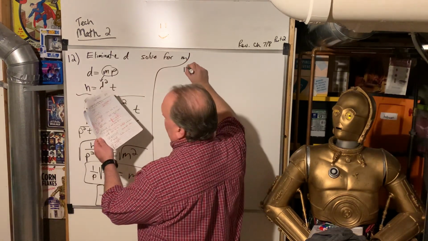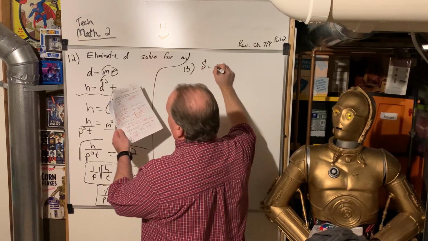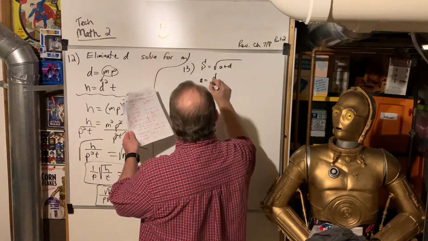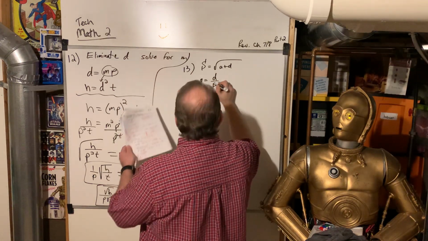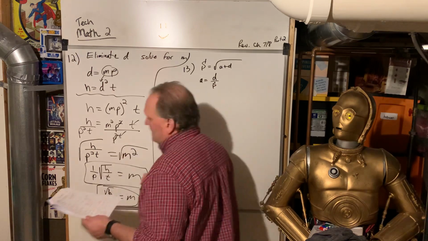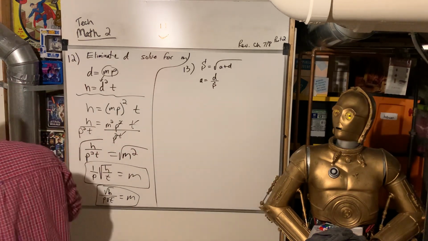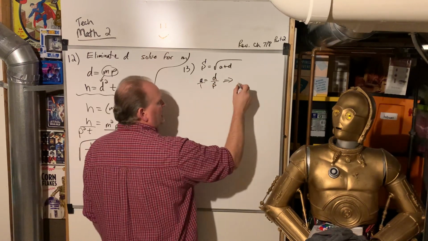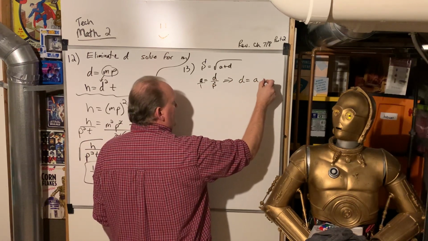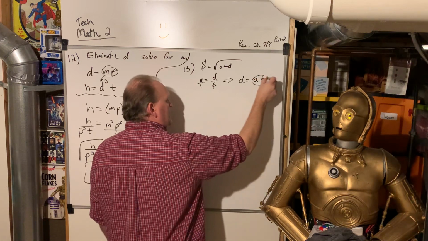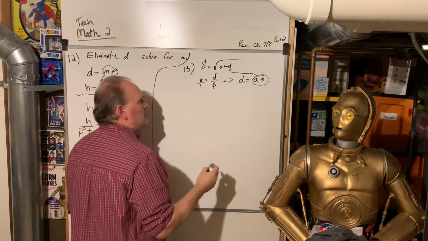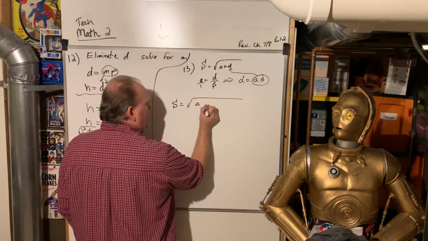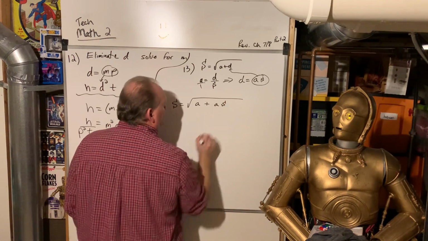All right, let's look at 13. Eliminate D and solve for A. So eliminate D, solve for A. So to eliminate D, we're gonna have to solve this for D first. That's pretty easy, cross multiply. So D is equal to AS, and we're gonna take that AS and jam it into the other one. So we have S is equal to the square root of A plus AS.